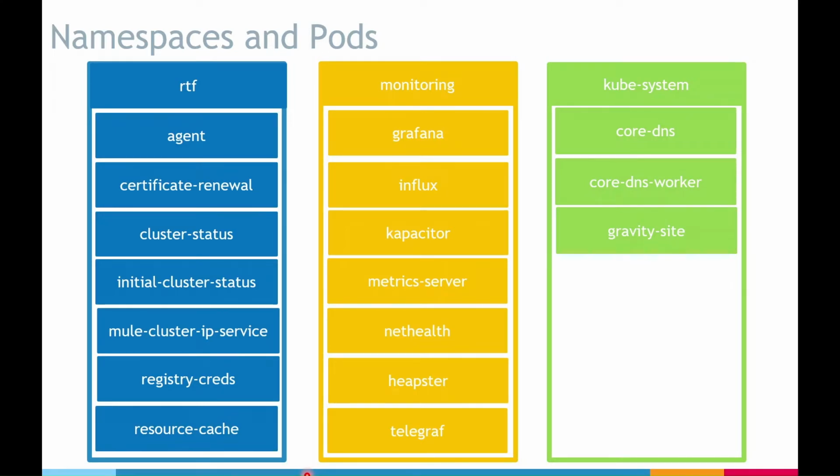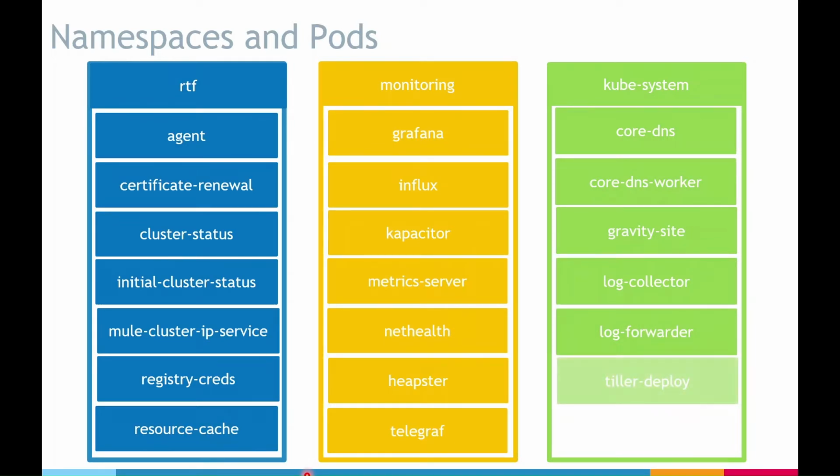The fourth one is log collector. It basically collects logs from the fabric. Fifth is the log forwarder, which forwards the collected logs to external systems. Next is the tiller deploy. This is the server portion of Helm and other related hook jobs. And sixth is the RTF install hook. It's a hook job that performs certain activity when the hook is triggered.